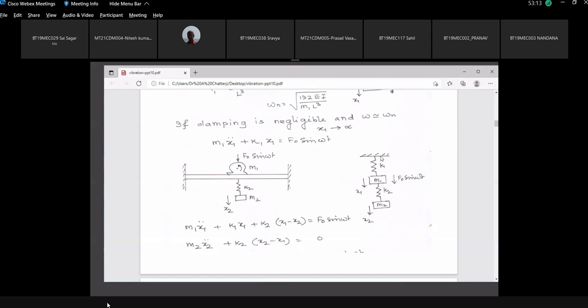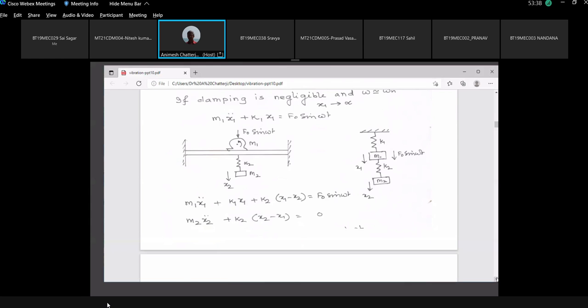So draw this picture. Draw this picture. Once I have added an absorber spring and absorber mass, my single degree of freedom model becomes a 2 degree of freedom model. Excitation is only with the degree of freedom 1. So this is my equation of motion. The question is how we can solve it.